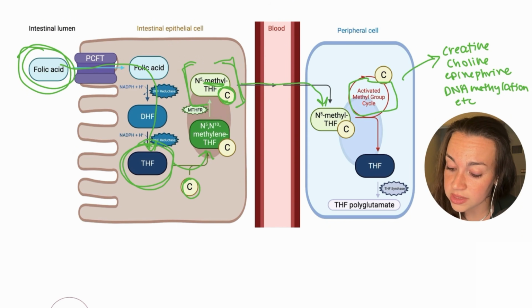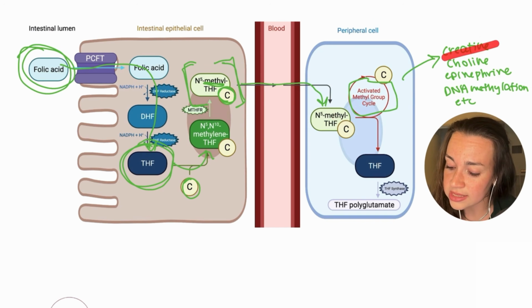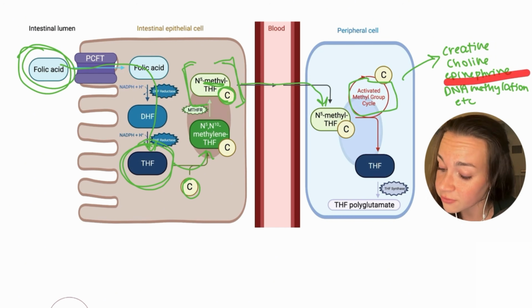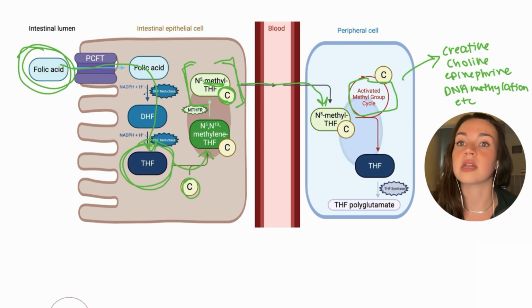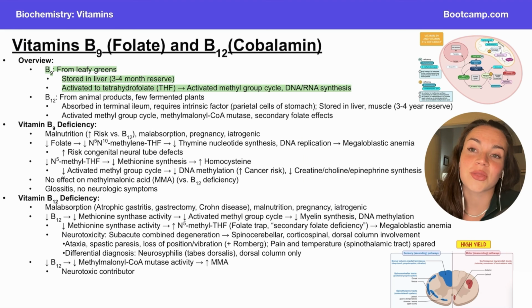That activated methyl group cycle was important in providing carbons for reactions like creatine synthesis, choline synthesis, epinephrine synthesis, DNA methylation, post-transcriptional modification, protein methylation, things like that. And you can go check out the chapter on 1-carbon metabolism for a refresher on those reactions. So that was our quick review of vitamin B9.